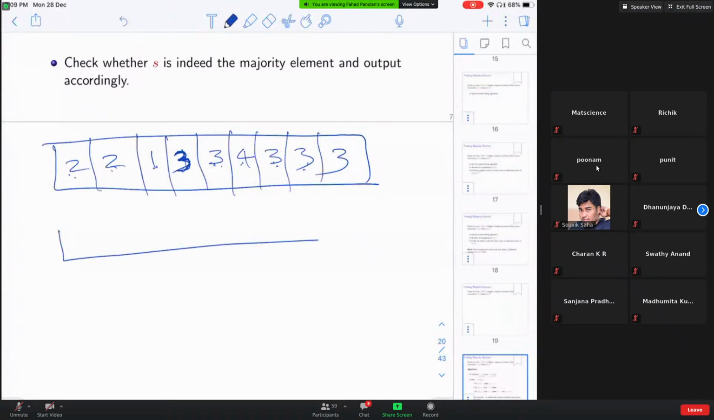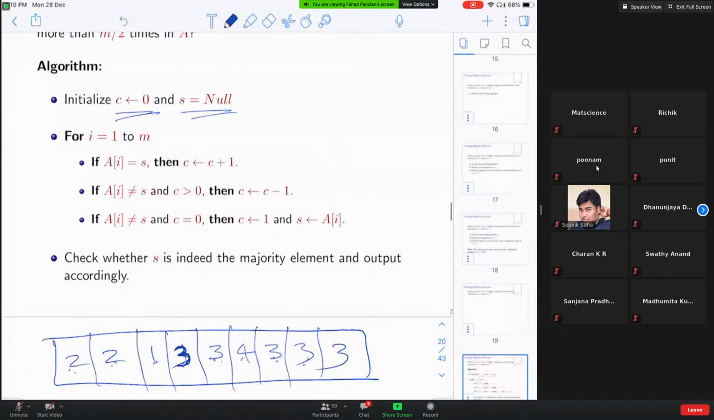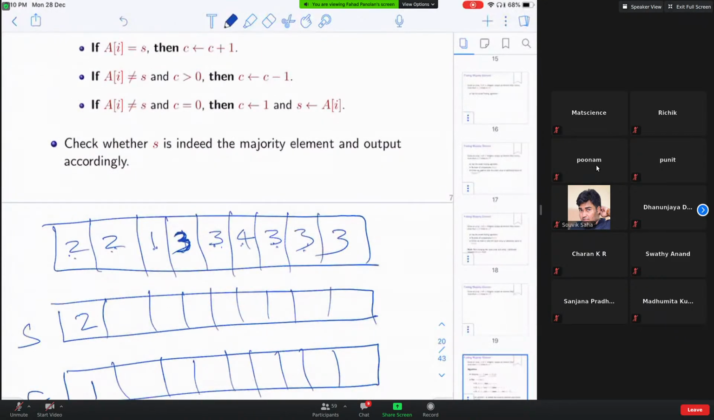And how does the value S and the counter C change when we move from 1 to m? Initially, when i is equal to 1, you say the first element is my S value, and then the counter will be 1. Then you see the second element, which is the same as the value stored in S. So you will increment the counter.